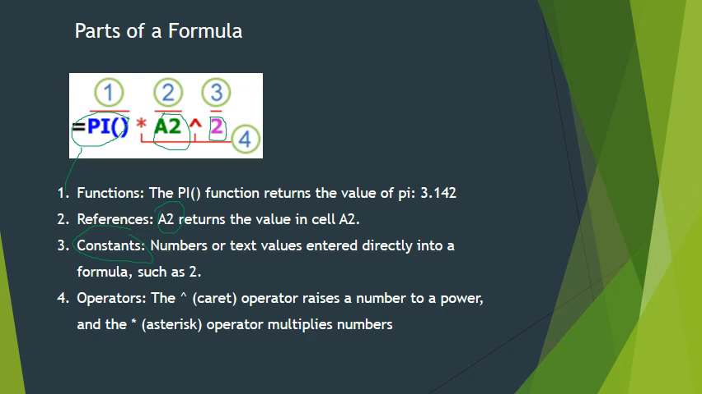Then we have the operators, and that refers to the symbols that we just looked at. The caret operator is right here, and that's what you use to do exponents. And then the asterisk is right here. That's what you use to multiply numbers.